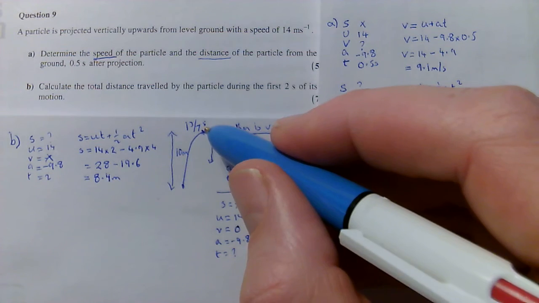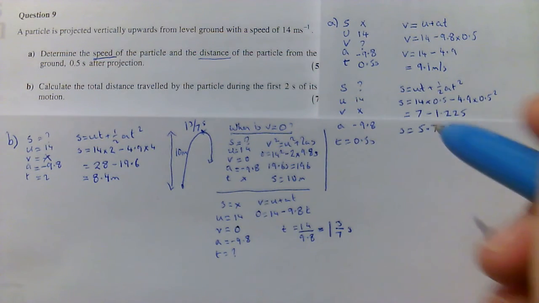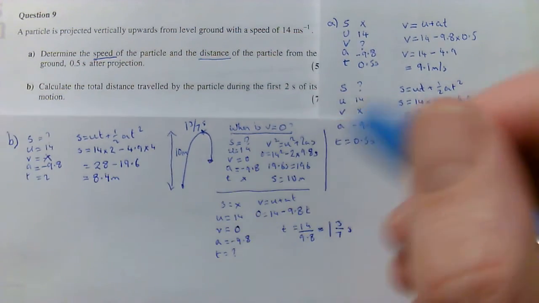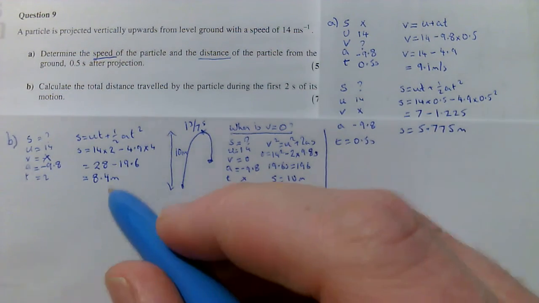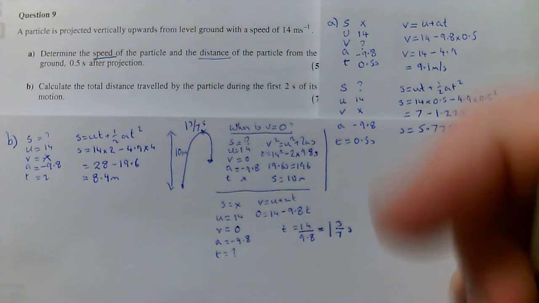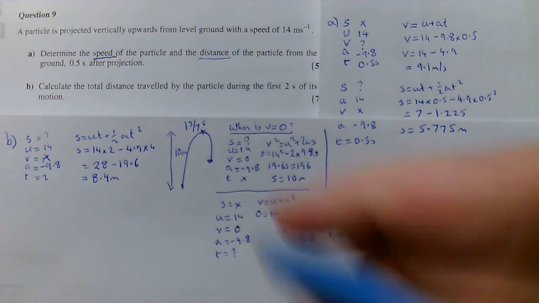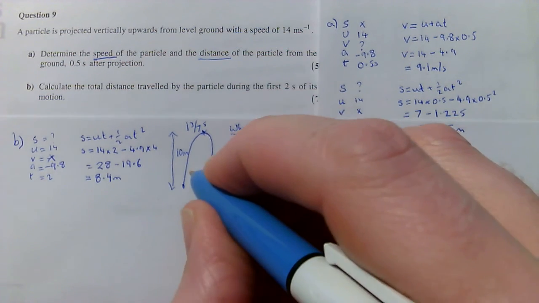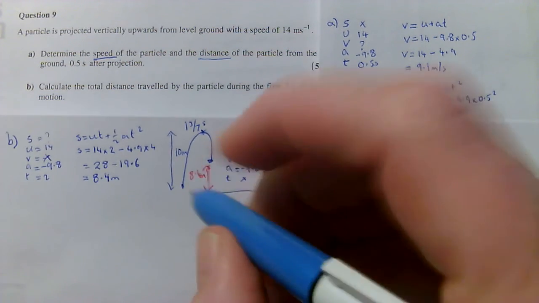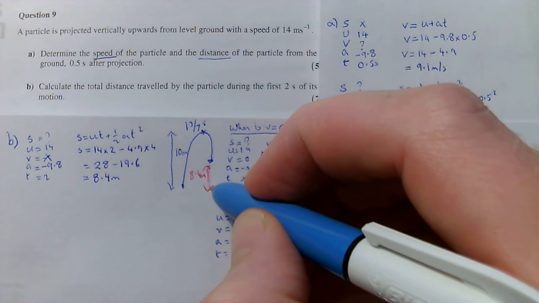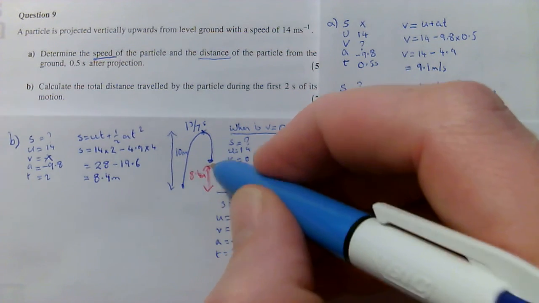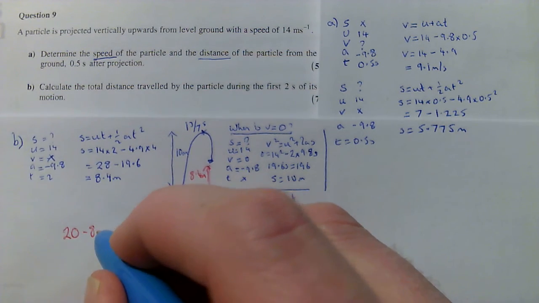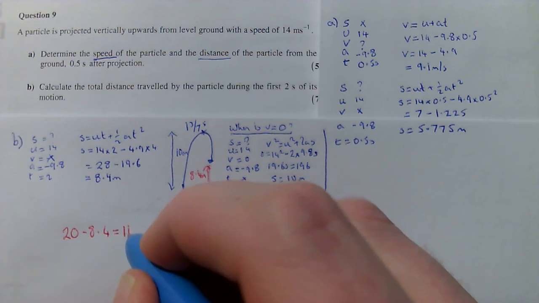So we now know that at 2 seconds we're down here. The height, which we worked out earlier on, is 8.4 metres. If it had gone all the way up to the top and down to the bottom again, it would have been 20 metres. It's missing these 8.4 metres, so our final answer is going to be 20 minus 8.4, which gives me 11.6 metres.